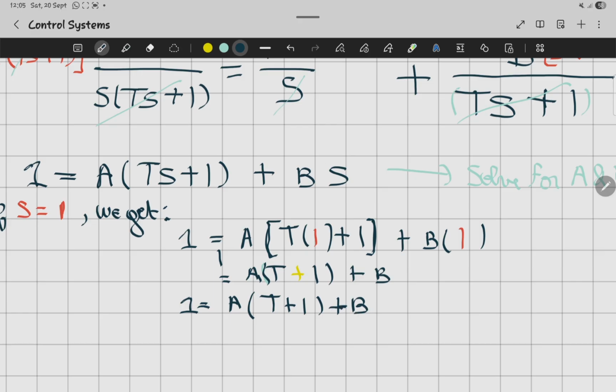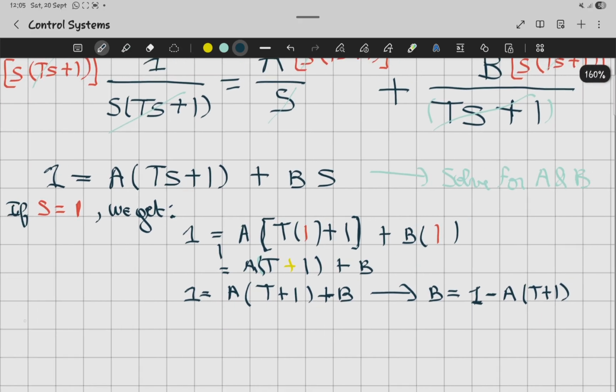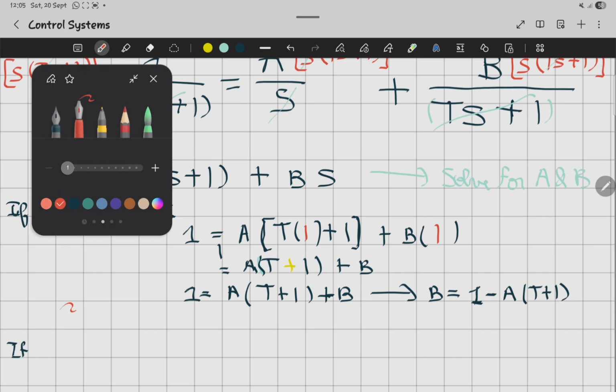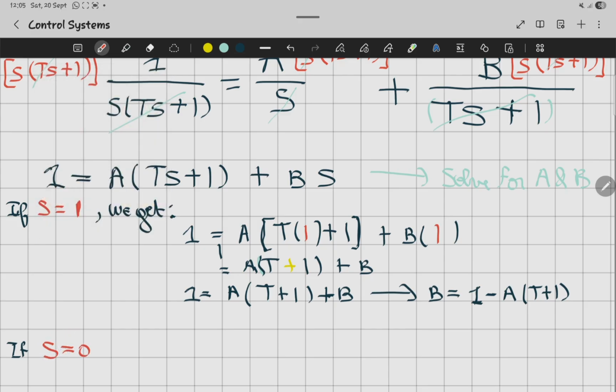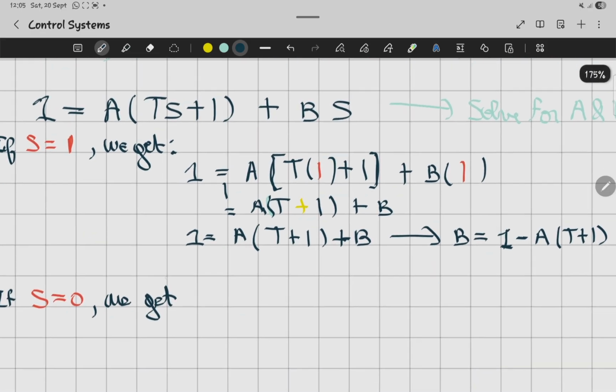Okay, we can easily solve for b. What is the answer for b? b will be equal to 1 minus a times (t plus 1). Okay, so we need to solve for a, and there's also this one that I always try when I start with solving for partial fraction. Let's say s equal to 0. Okay, we get this.